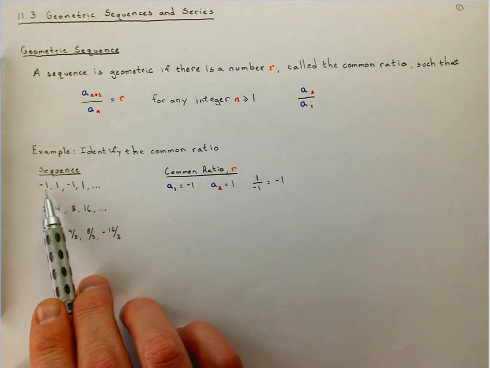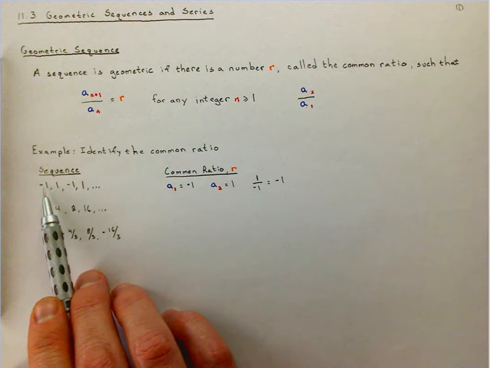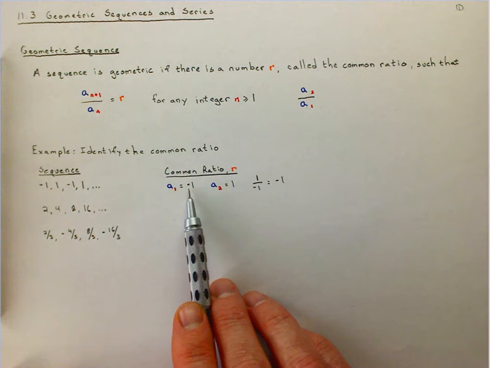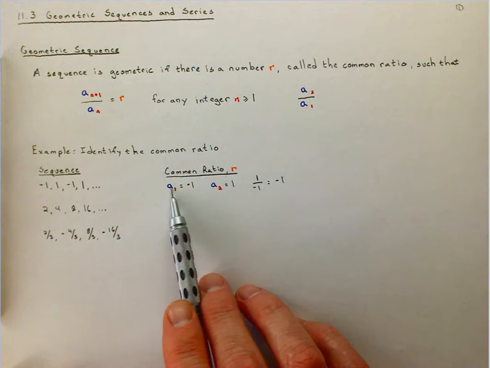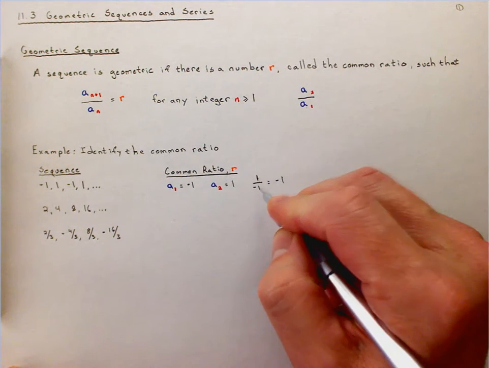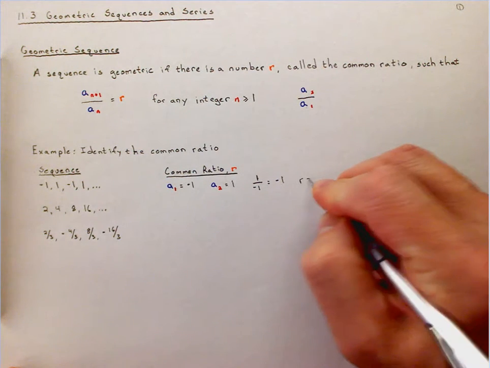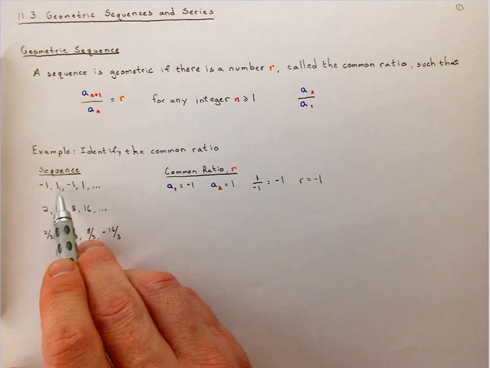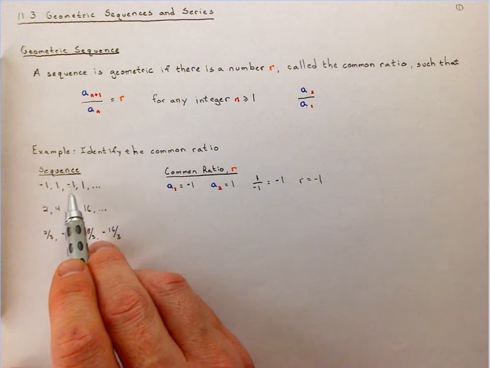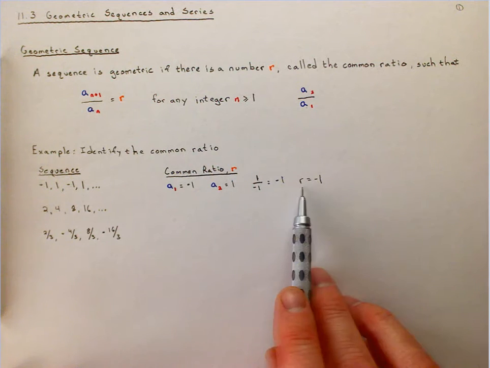So my first term is going to be a sub 1, right? And in this sequence, it's a negative 1. My common ratio is going to be a sub 2 divided by a sub 1. My common ratio is a negative 1. R equals a negative 1. So a negative 1 times a negative 1 is 1. 1 times a negative 1 is a negative 1. A negative 1 times a negative 1 is 1. And that shows how my sequence goes by r.